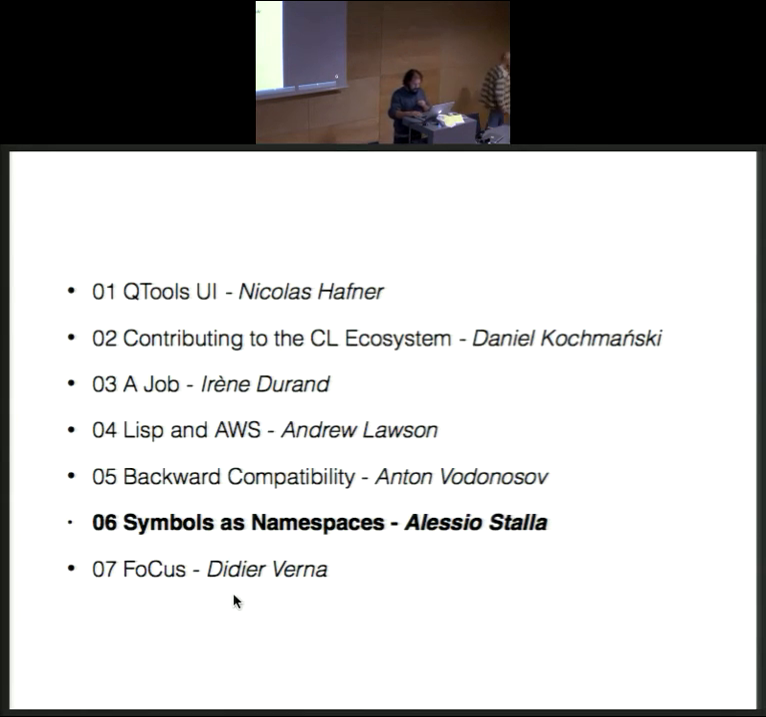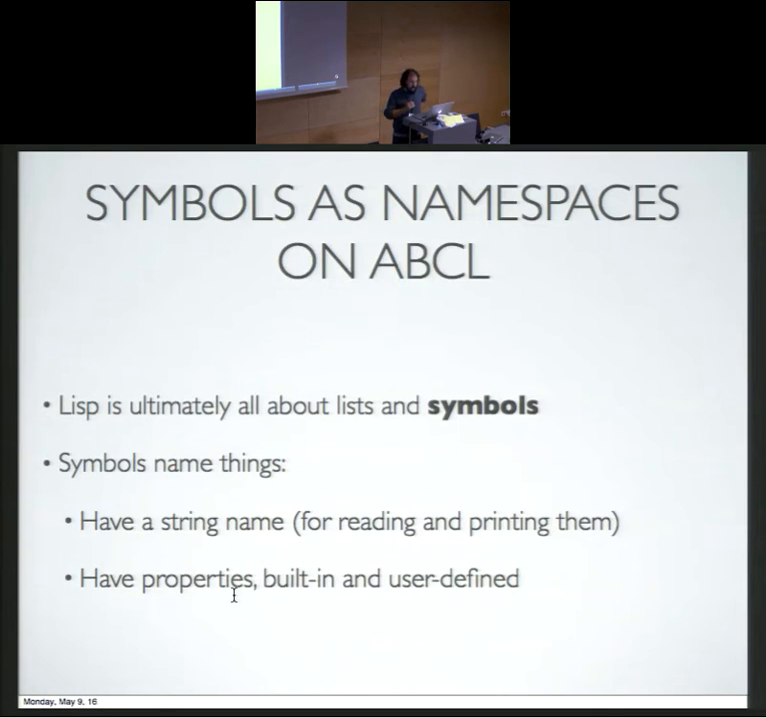Okay. So everyone here knows Lisp is ultimately all about lists and symbols. Those are the things that set it apart, allowing macros and so on. So what are symbols? They are names for things. They have a name, which is a string, which is used to read and print them. And they have properties, which can be built in, like value and function slot and so on, and user-defined properties. And so they have a name and many meanings.